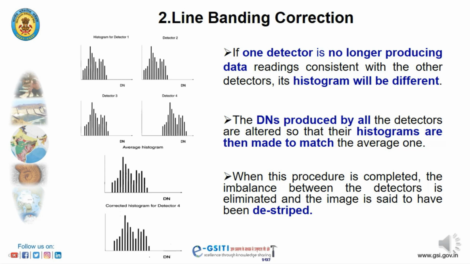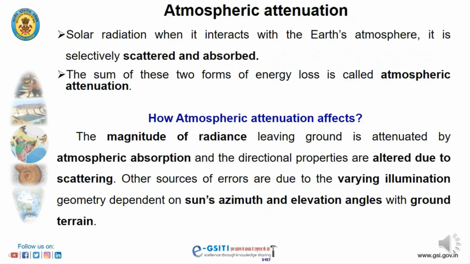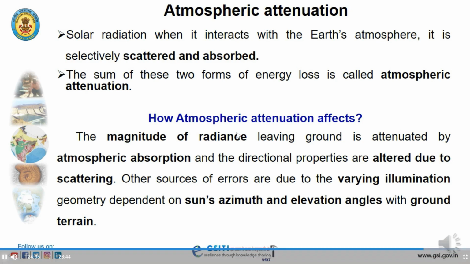The DNs produced by all the detectors are altered so that their histograms are made to match the average one. When this procedure is completed, the imbalance between the detectors is eliminated and the image is said to have been de-striped.